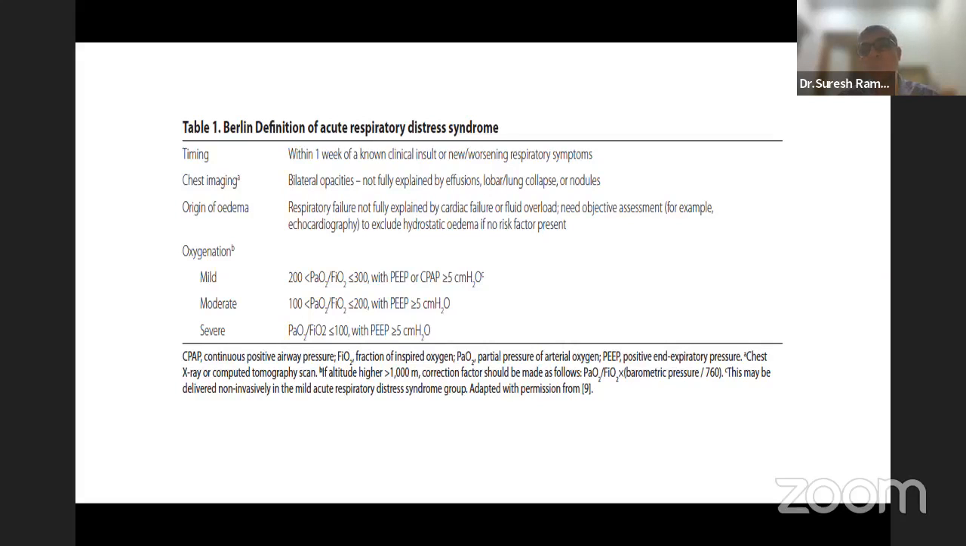As I said, in this patient, it may be renal failure. We don't know what's happening, but you need an objective assessment with echocardiography to assess whether hydrostatic edema is there or not. And then you classify them into mild, moderate, and severe based on the PF ratio.